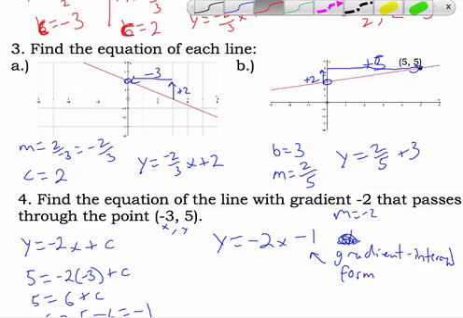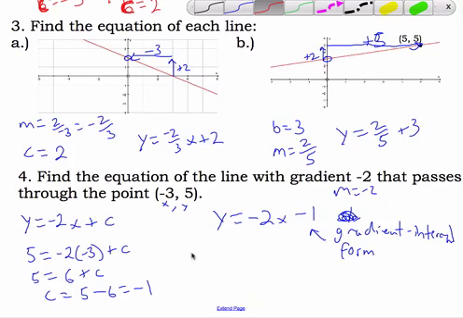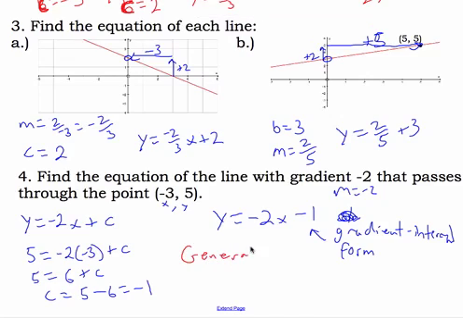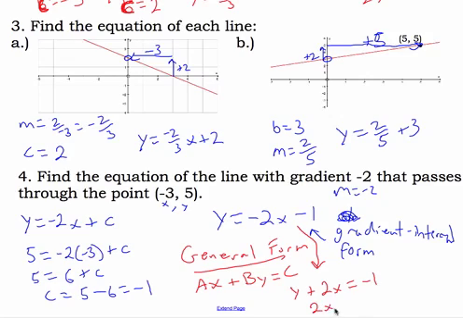If the question were to ask you to write it in general form, I'm going to show you that as well. Okay, general form is just some number a times x plus some constant b times y equals another number. So if you were to write that in general form, we would have to get x on the other side of the equation. So we have y plus 2x equals -1, or the same thing, 2x plus y equals -1. That's the general form.